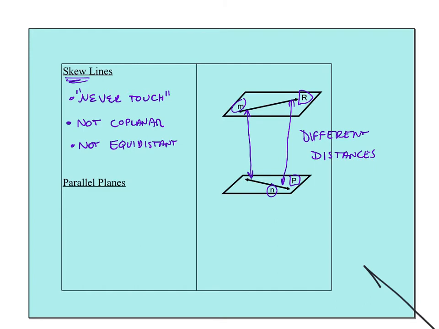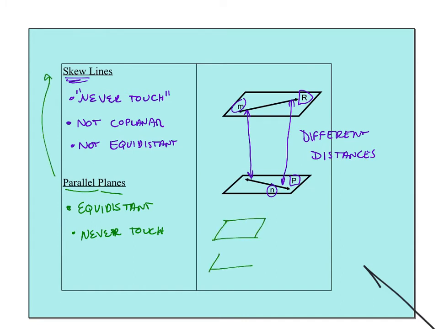Oftentimes skew lines are on parallel planes, and parallel planes are exactly what they sound like. They are planes that are equidistant apart, and they are also never going to touch. It's on parallel planes that you often find skew lines. If we consider parallel planes, they're always going to be the same distance apart.